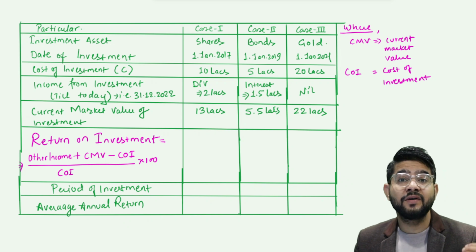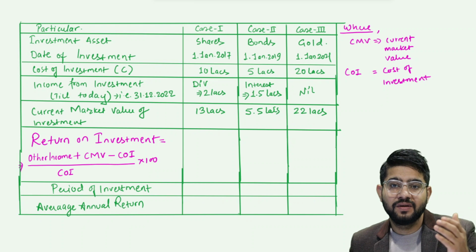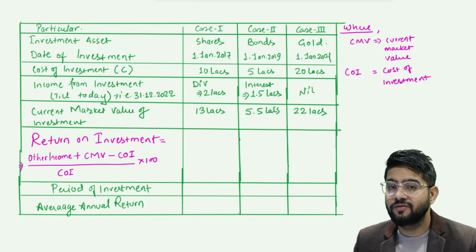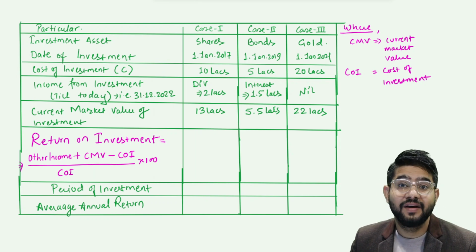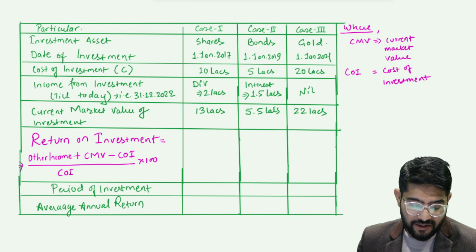So in return on investment, there are 2 parts. One is our regular income that we may receive while holding those investments, and another is capital gain or price appreciation in our investment. So both of these returns shall be taken together in order to calculate return on investment. So let's do this.